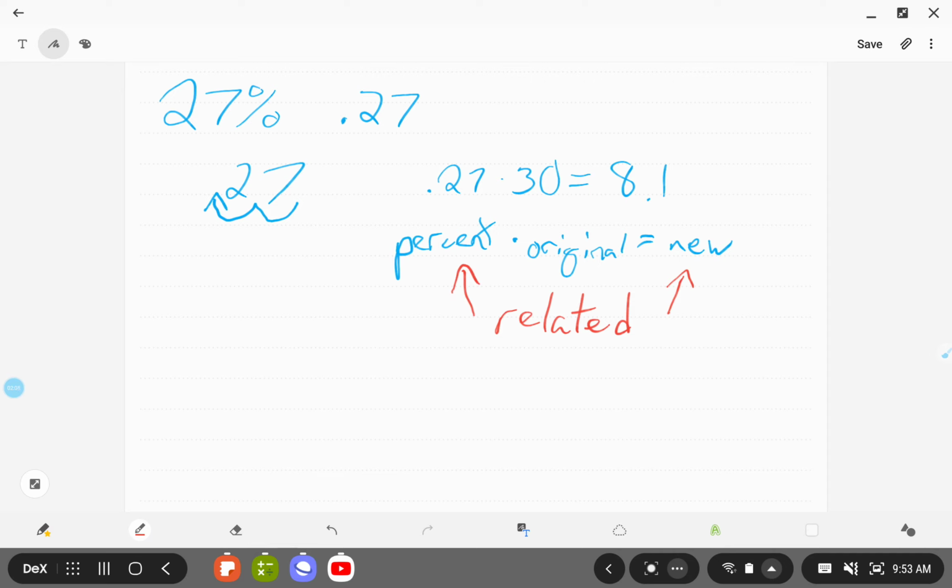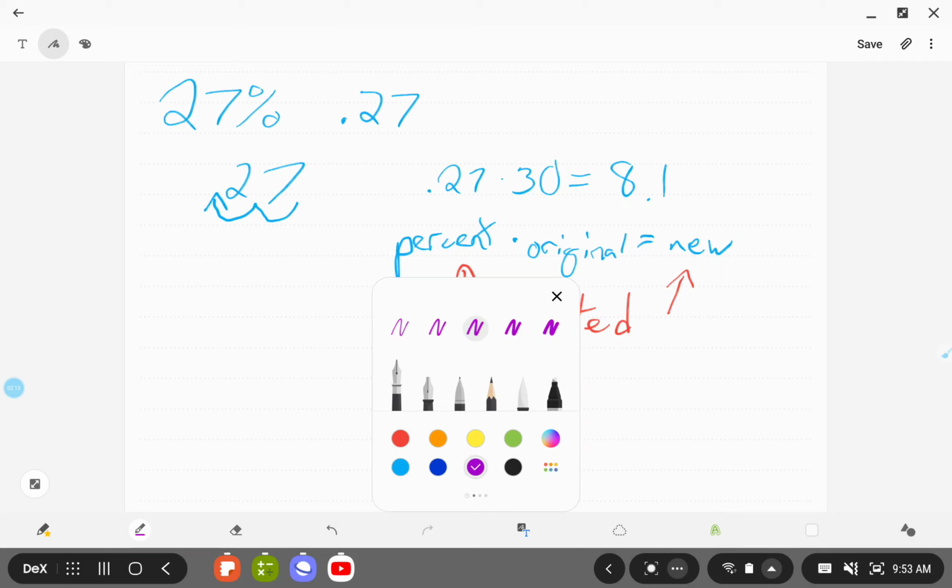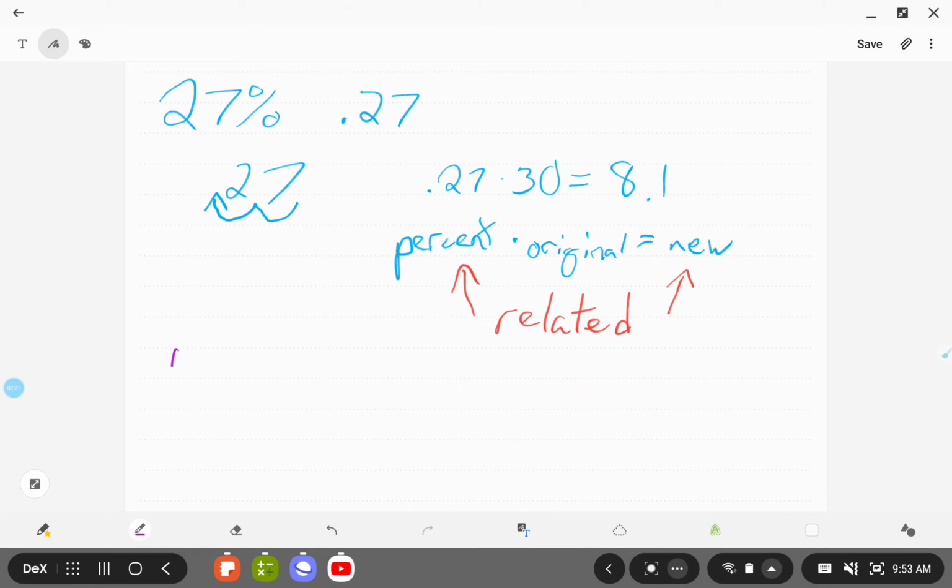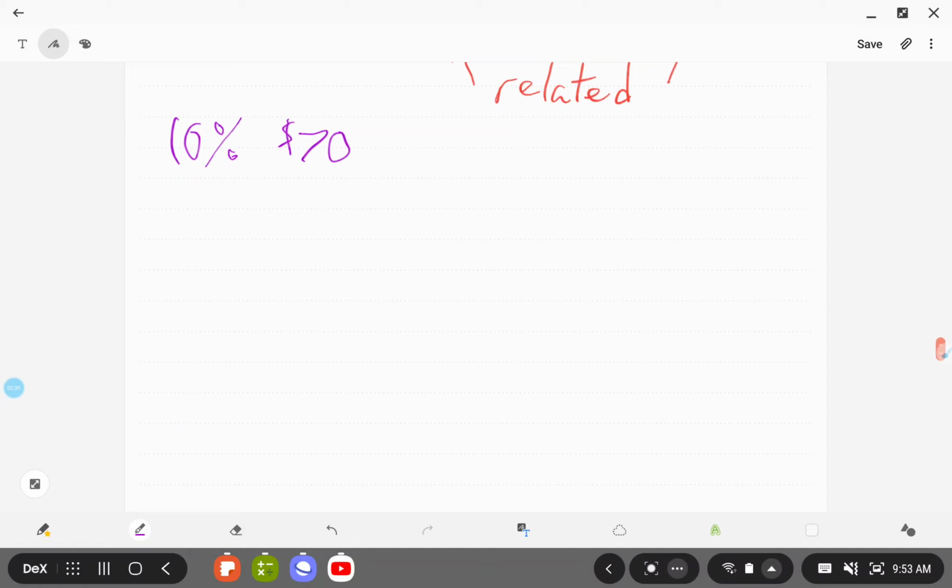Instead of just multiplying your decimal by your original to get your answer, you can also use this formula to find out other pieces of information. So if we know that the percentage times the original is the new, and let's say the problem gives you a percent, let's say it tells you 10%, and they tell you that the final cost was $70. There's a couple different ways you could solve that. If you did your percentages like we did in lesson 1, and you're trying to figure out a sale of 10% and the final cost was $70, you have to be kind of careful with that.